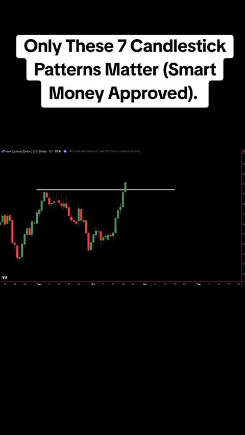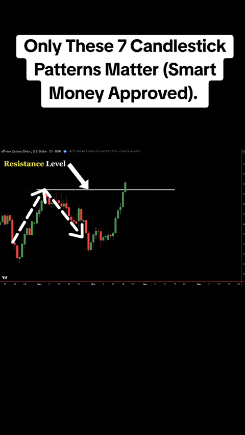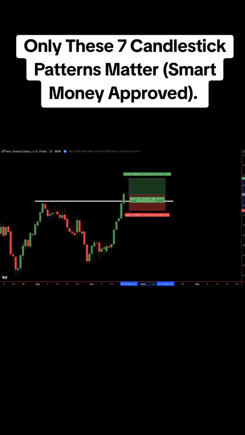Look at another example. The market makes a strong move to the upside and hits a level, then reverses sharply. That rejection gives us a clear resistance level. Later, price pulls back again and breaks through that resistance. This breakout looks like a textbook buy setup for retail traders. They get excited, they place their entry at the breakout, set their stop loss just below the level, and mark their targets higher, expecting the trend to continue.